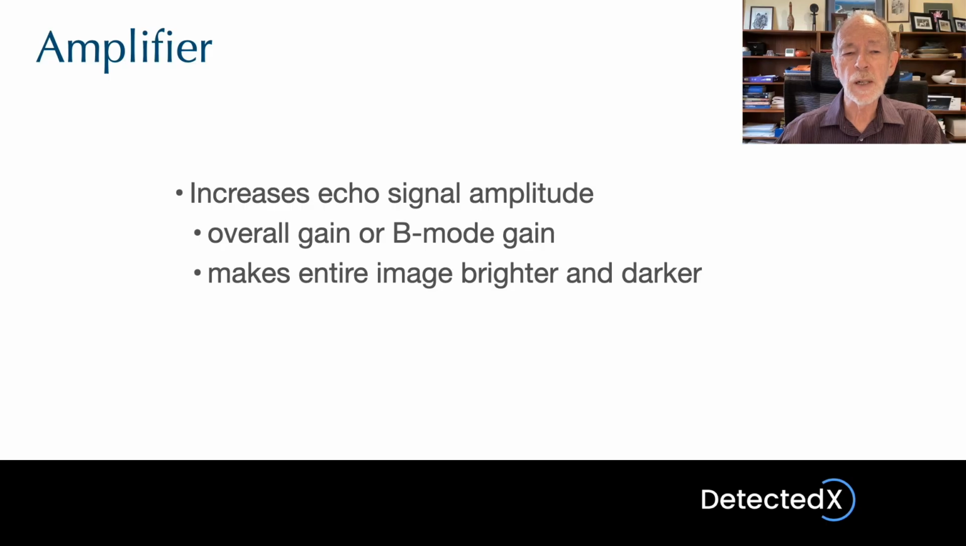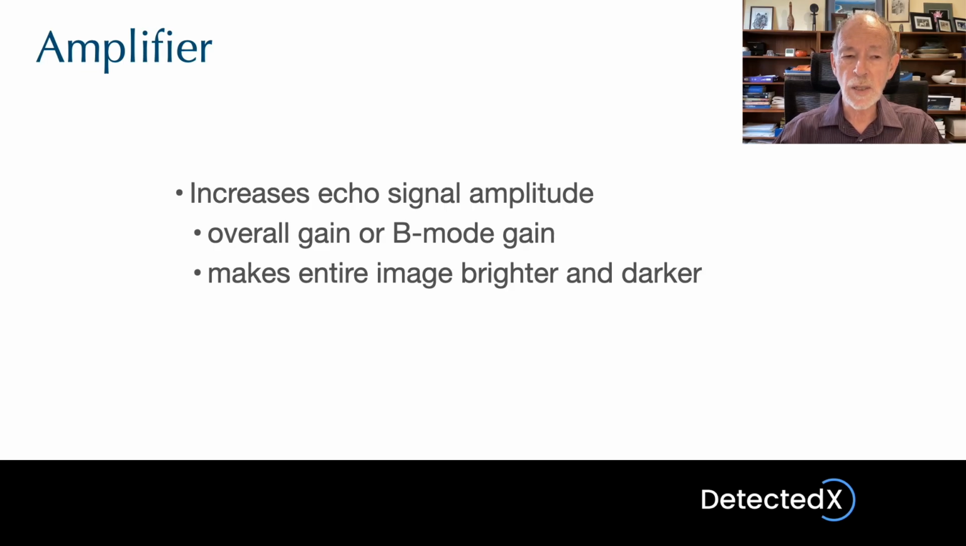Now we have the amplifier. As I mentioned, the echo signal is very small, and therefore it's important to amplify it immediately, because every electronic device has some electronic noise which will interfere or degrade the quality of the echo signal. And so the sooner the machine can amplify the echo signal, the better, because then that minimizes the impact of this electronic noise.